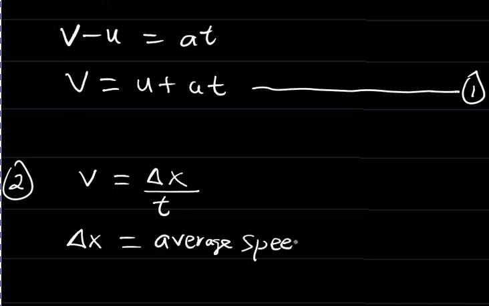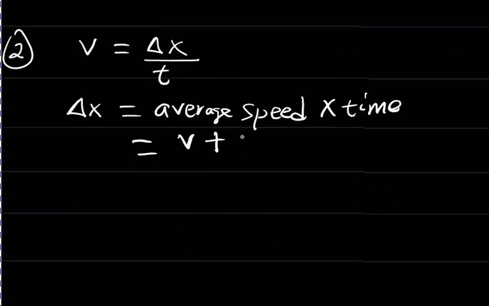That means the total distance for the entire journey is going to be equal to the average speed times time. So please take note of that. How do we find the average speed? Since we have the initial and the final, all we need to do to find the average is to add initial plus final, which is v plus u, then divide by 2. That's how we get the average. Then of course multiply by time.